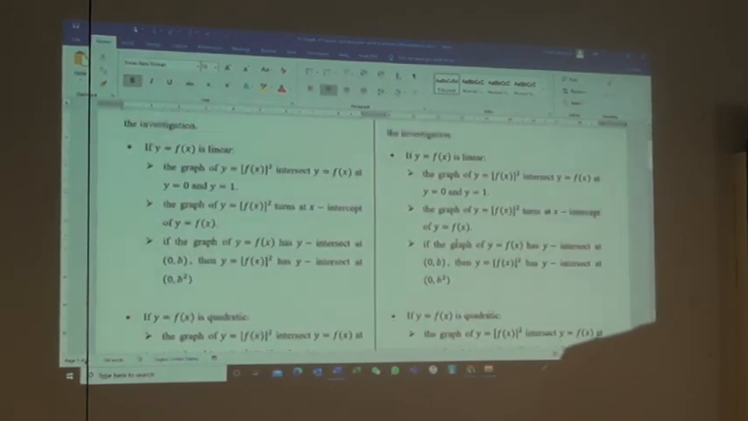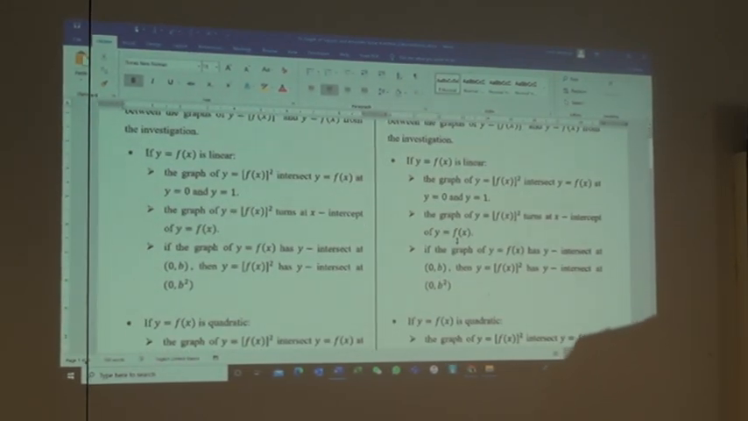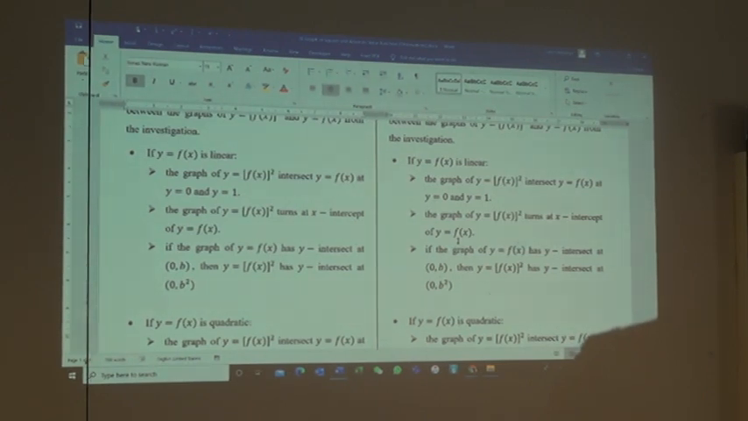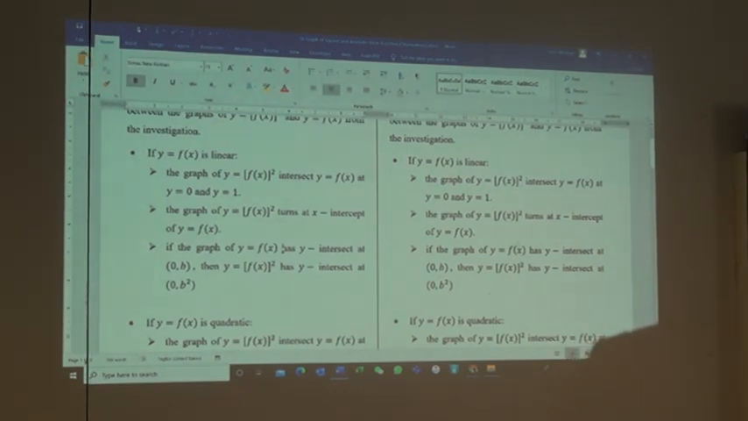Quickly, listen, please, quiet. So, one, if it is linear, y equals 1 and 0 are expected. Even for quadratic, 1 and 0 are expected. But again, if it exists. Again, wherever your x-intercept is, that is where the square function turns.